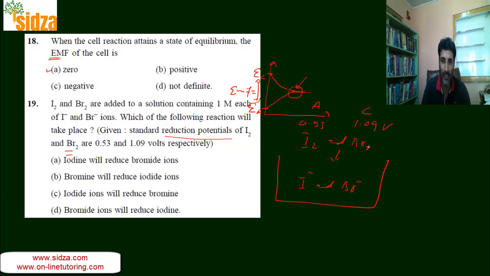So that means the bromine will be reduced here, and the I negative ions will be oxidized. So I negative ions will lose electrons to the bromine. So I negative ion will actually convert into iodine, and the Br2 bromine will be converted into Br negative ion.